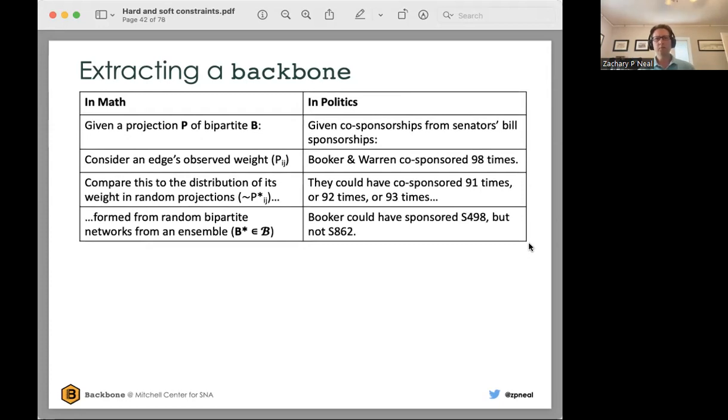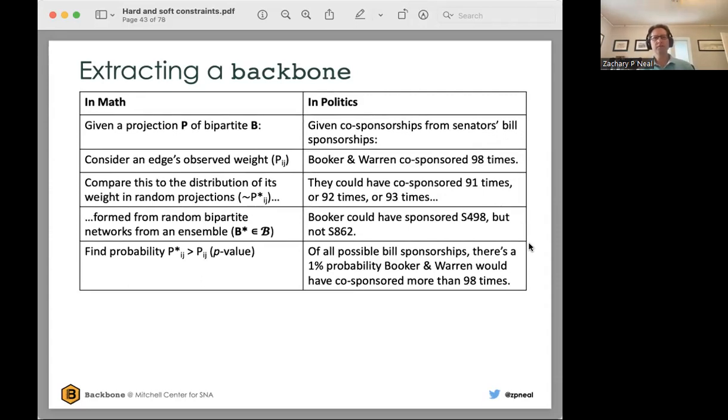And we're going to form these random projections by projecting random bipartite networks that are drawn from an ensemble. So in a random bipartite network, maybe Booker in fact did sponsor Senate Bill 498, but didn't sponsor Senate Bill 862. These represent other scenarios.